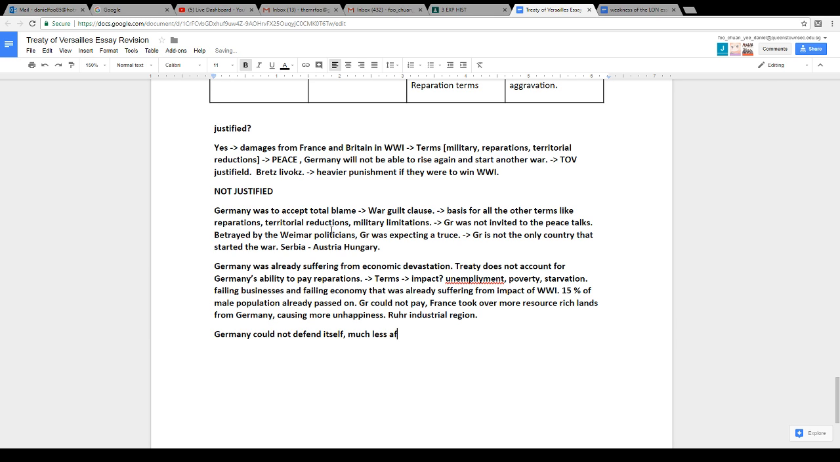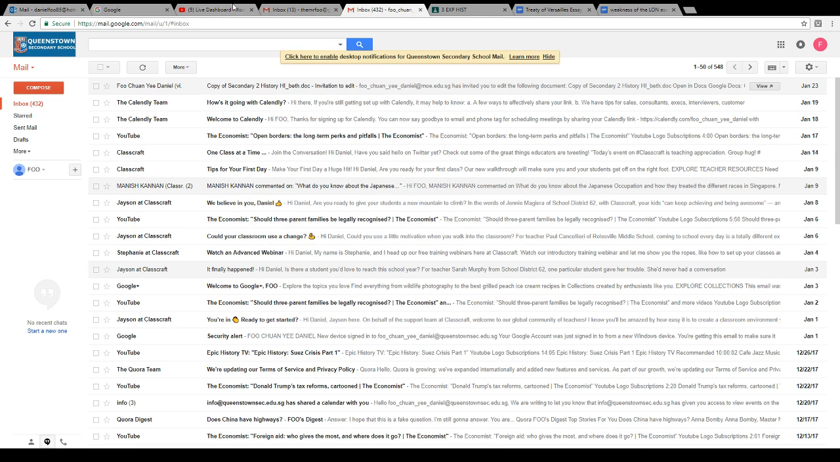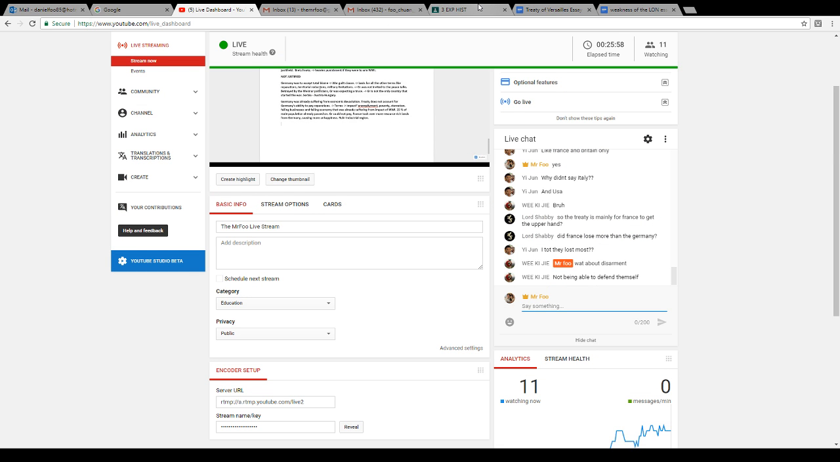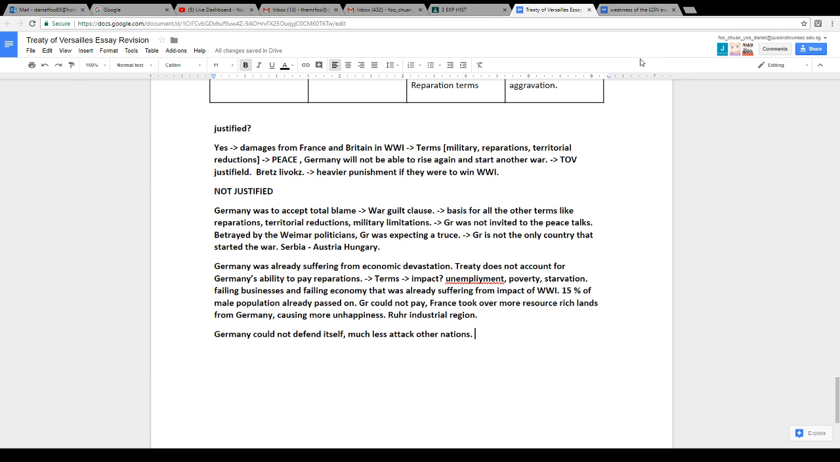And the other point, Germany could not defend itself, much less attack other nations. Okay, then you talk about the military, the limitations and the loss of land. You must talk about limitations and loss of territories, because the territories are the buffer zone. You need a buffer zone in order to defend your own country. So what are the buffer zones that are lost?